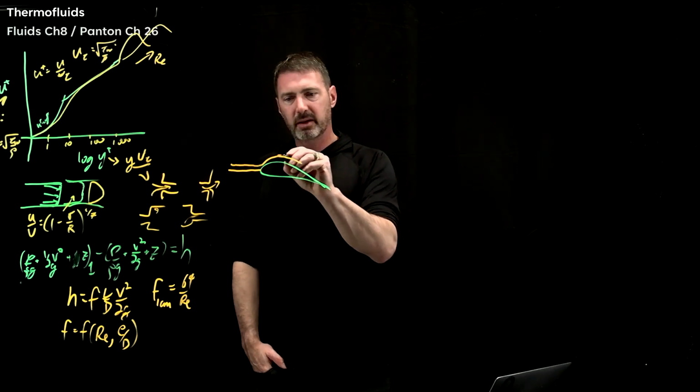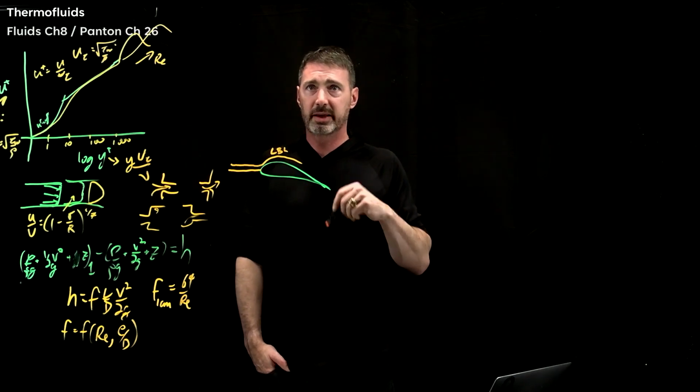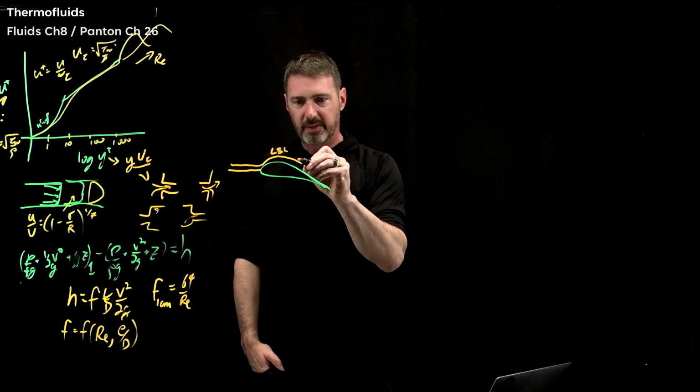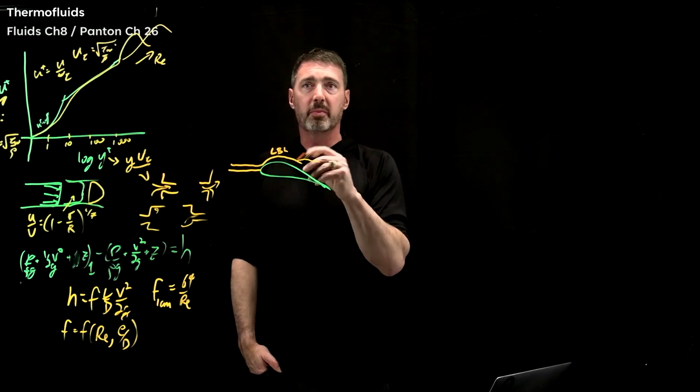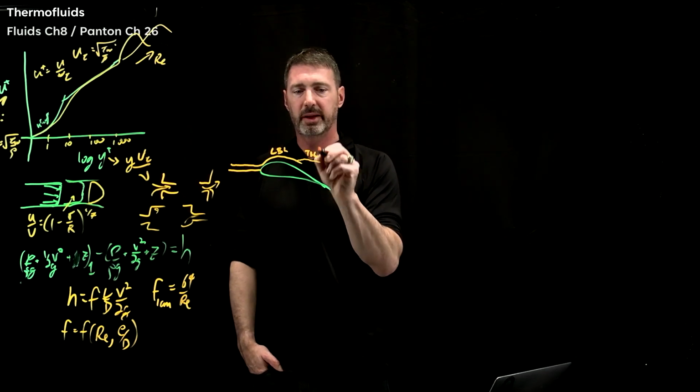And then right here, this would be a laminar boundary layer, where it's not yet fully tripped to turbulent. And then at some point it's going to get bigger. There'll be a change in growth. This is then a turbulent boundary layer.